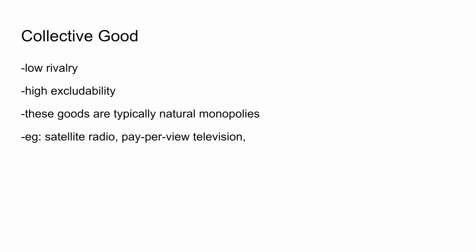The second type of good we're going to talk about is collective goods. Collective goods are characterized by low rivalry and high excludability. These goods are typically natural monopolies, so usually the government regulates these markets. And examples of these are satellite radio, pay-per-view television, and so forth.